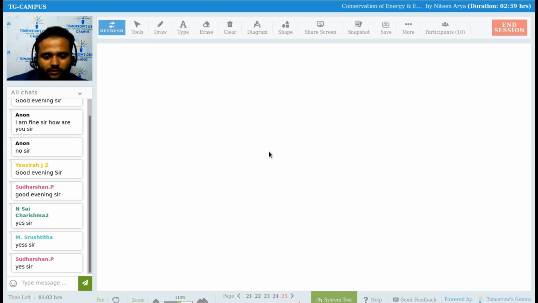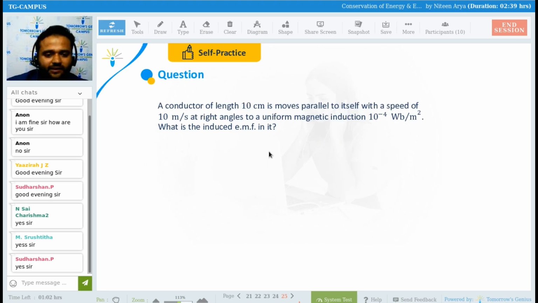Good. Do this. A conductor of length this moves parallel to itself with a speed of this at a right angle to a uniform magnetic induction of this. What is the induced EMF?